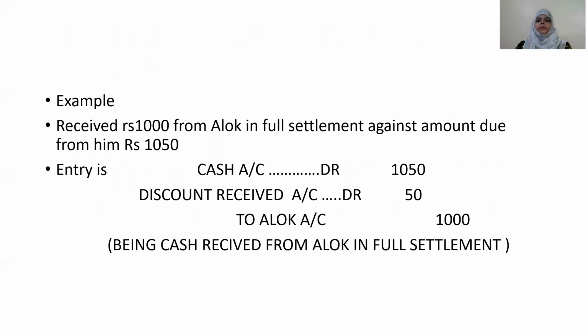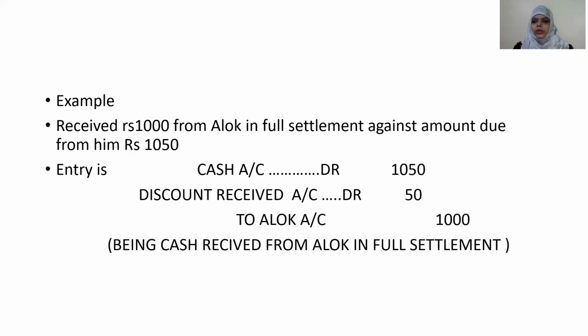Let us see the example. Received rupees 1,000 from Alok in full settlement of the amount due from him, 1,050. So 1,000 rupees you received and your amount was 1,050. So cash account debited, because cash is a real account, debit what comes in. Discount allowed account debited, because you are giving a discount of rupees 50 to Alok. Alok is a personal account, debit the receiver, credit the giver.